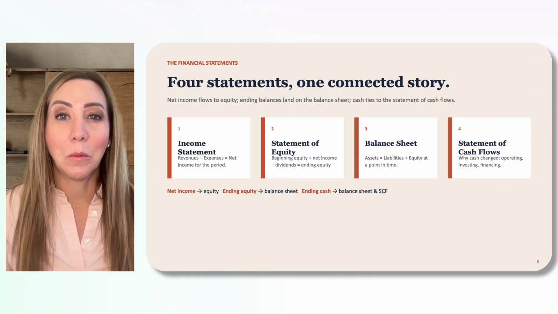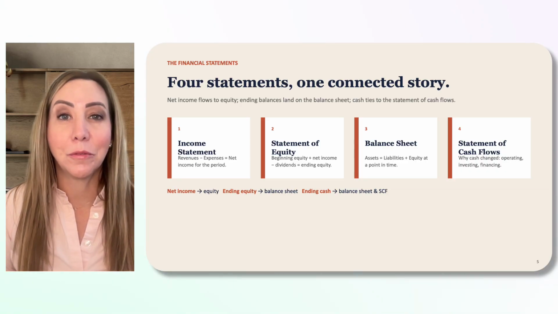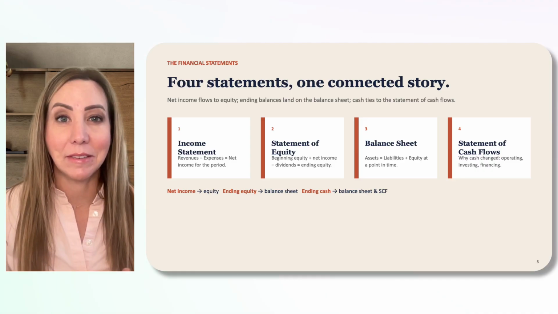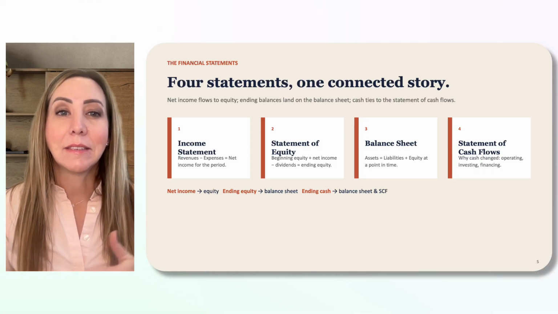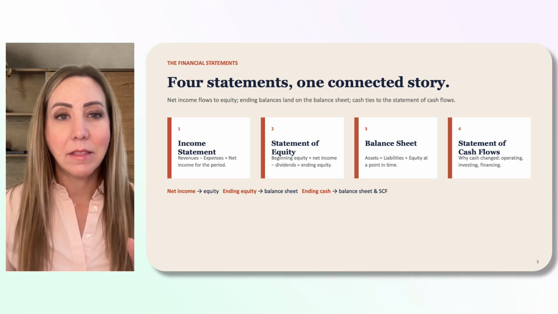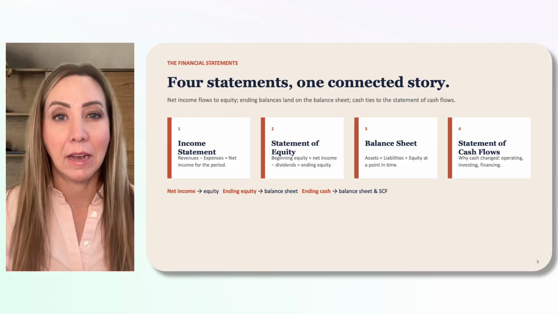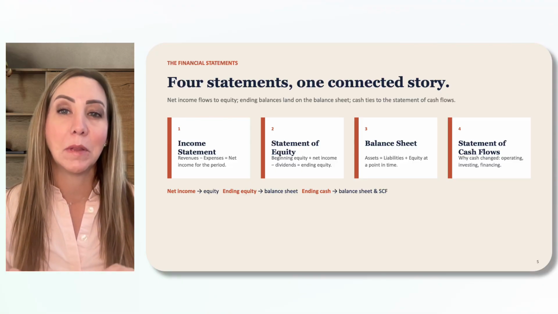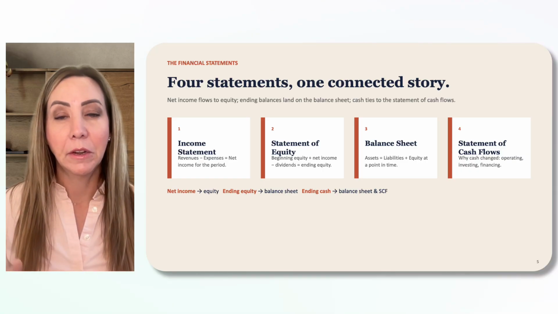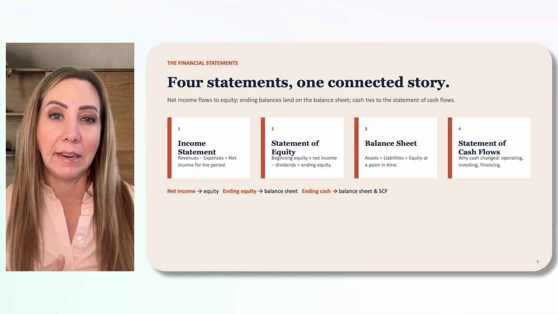Now, let's talk about where all those journal entries end up, the 4 financial statements. The income statement reports revenues minus expenses to arrive at net income for the period. The statement of shareholders' equity takes beginning equity, adds net income, subtracts dividends, and gives us ending equity. The balance sheet is a snapshot at a point in time showing that assets equal liabilities plus equity, and the statement of cash flows explains why cash changed during the period, broken into operating, investing, and financing activities.